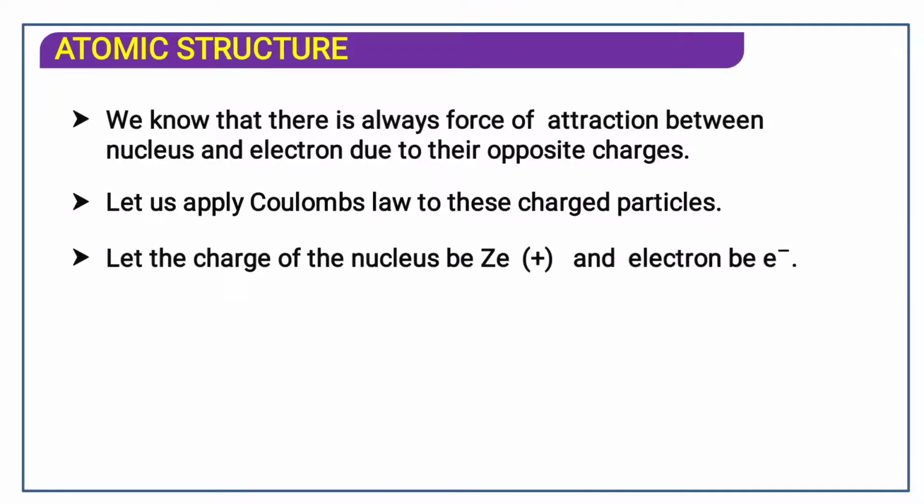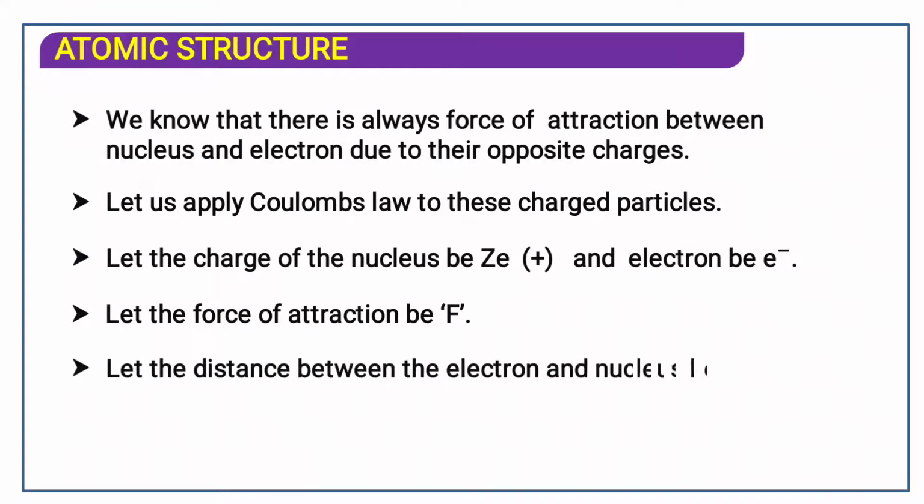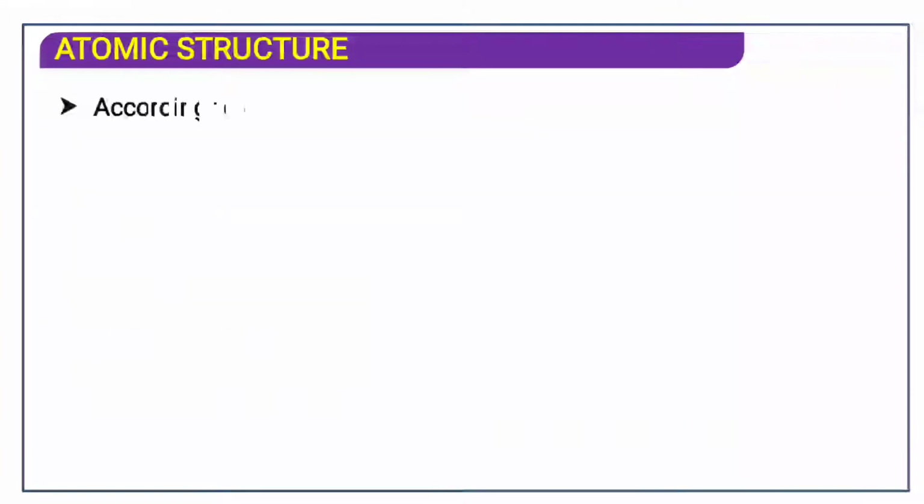Let the charge of the nucleus be Ze plus. The charge of the electron is E minus, so the nucleus will be E plus, and Z is the atomic number, meaning the total number of protons. So let us consider the charge of the nucleus to be Z E plus. Let the force of attraction be capital F. Let the distance between the electron and the nucleus be R, that is the radius.